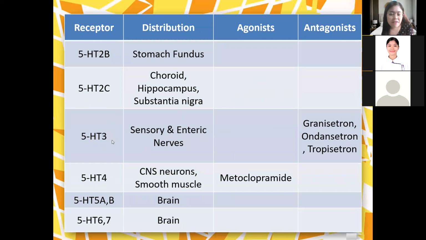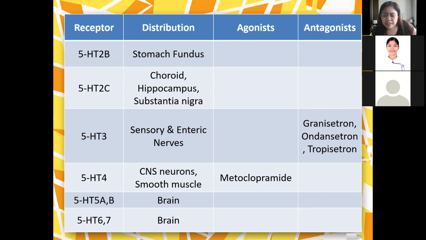And then we have the 5-HT3, with sensory and enteric nerves, mostly in the stomach. We have antagonists here that end with setron: granisetron, ondansetron, tropisetron, and they are all given as anti-emetic. Again, they are all anti-emetic, especially for our cancer patients undergoing chemotherapy. Because one adverse effect of chemotherapy is nausea and vomiting. The patient keeps vomiting after chemotherapy. So we can use the setrons: granisetron, ondansetron, and tropisetron. They are antagonists at the 5-HT3 receptor and they are anti-emetic.